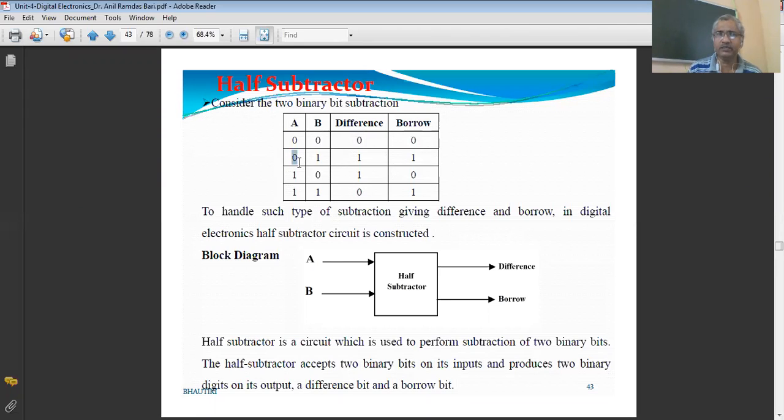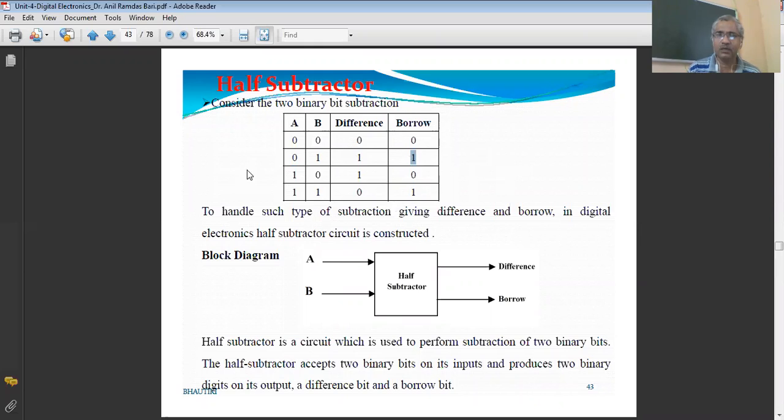But when we take A is equal to 0 and B is equal to 1, 1 cannot be subtracted from 0. So we have to take a 1 borrow. When we take the borrow, this becomes 10. So 10 minus 1 produces the difference of 1, and therefore 0 minus 1 produces a difference of 1, and it takes a borrow of 1.